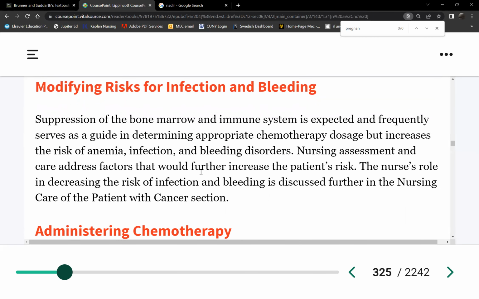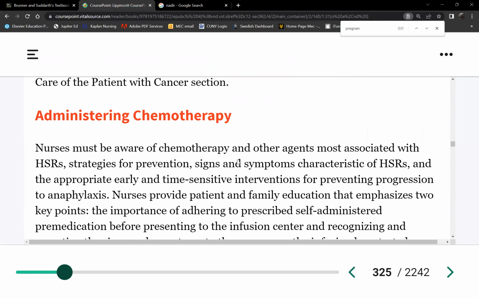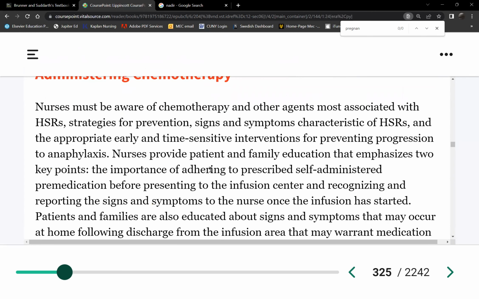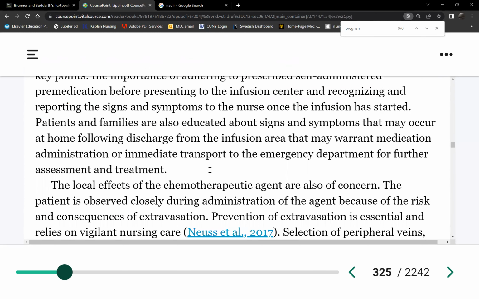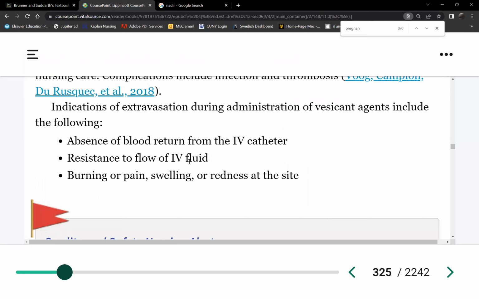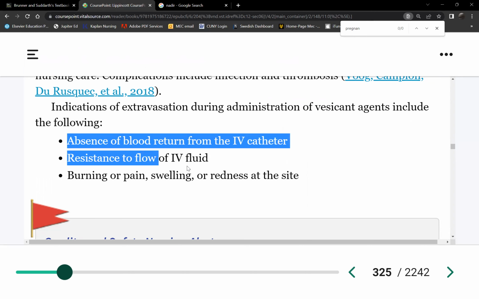So due to bone marrow suppression, monitor for and prevent infection and bleeding. Chemo again, we'll skip. We're not the ones giving chemo. But we are monitoring the patient. So therefore, we talked about extravasation earlier, right? So do we want to treat it or prevent it? Prevent it.